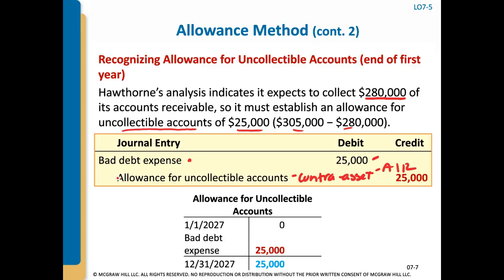So accounts receivable has a normal balance of a debit because it's an asset. The allowance for uncollectible accounts has a normal balance of a credit because it's a contra asset, it's the opposite. And it goes on our balance sheet. So when we look at our allowance for uncollectible accounts for this year, we started at zero and then we debited bad debt expense for 25 and we credited this account for 25. So here you see the credit and we have a credit balance at 12/31 for $25,000.